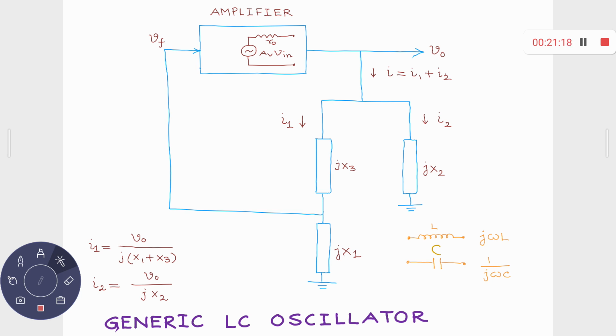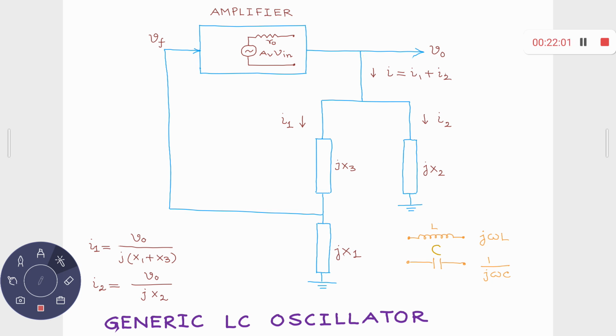So for a typical LC oscillator, we use three different such reactive elements. This is jx1, this is jx3, this is jx2, and that is the connection diagram. This is the output of the amplifier, and then this is your back network, and a portion of the output is fed back to the input. There is no explicit input present, just like our previously discussed RC oscillators.